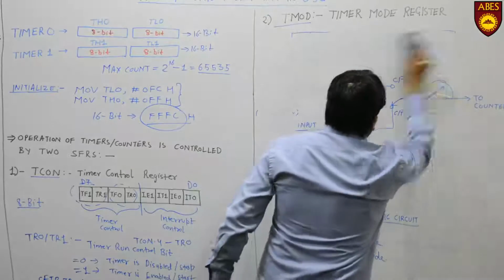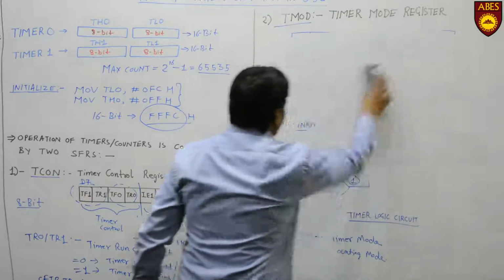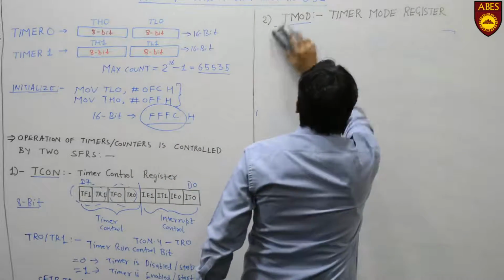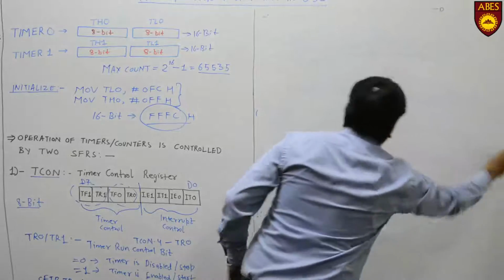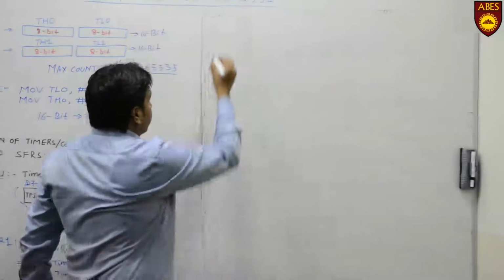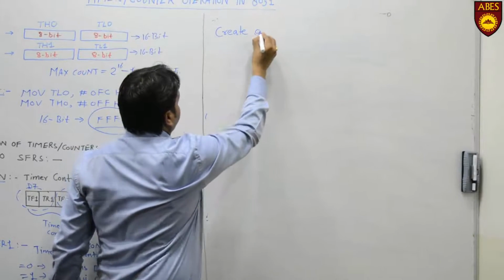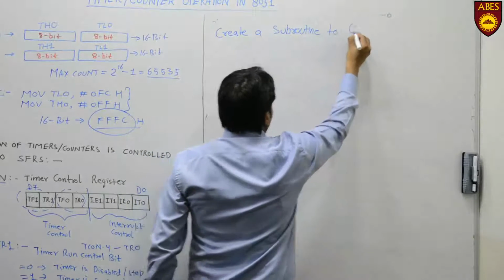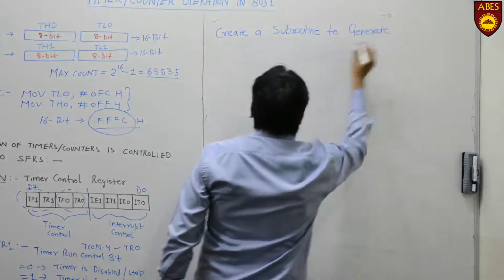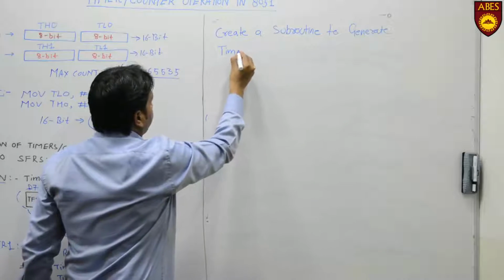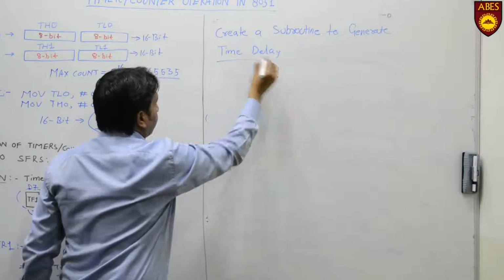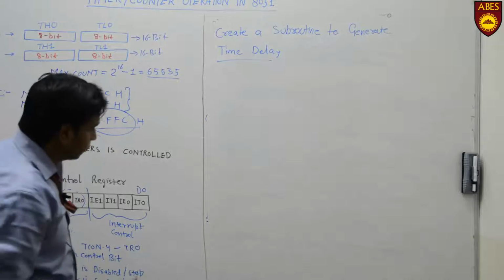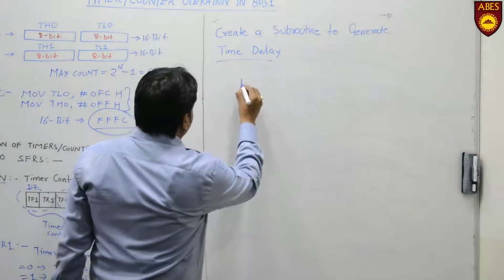This time delay may be required in various situations, like when we call a subroutine to generate a time delay repeatedly for an application. So we want to create a subroutine to generate a time delay. If you want to generate a particular time delay with the help of a subroutine, we can create a flow chart like this. This is our delay subroutine.